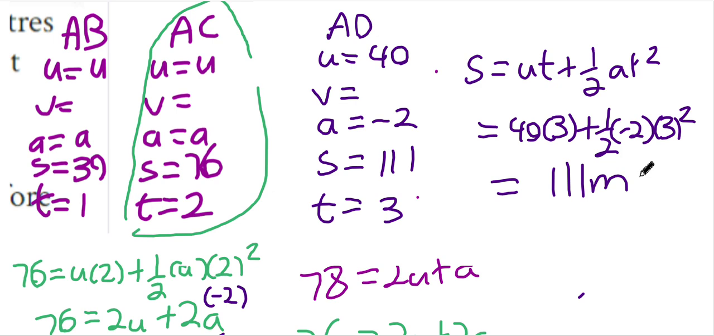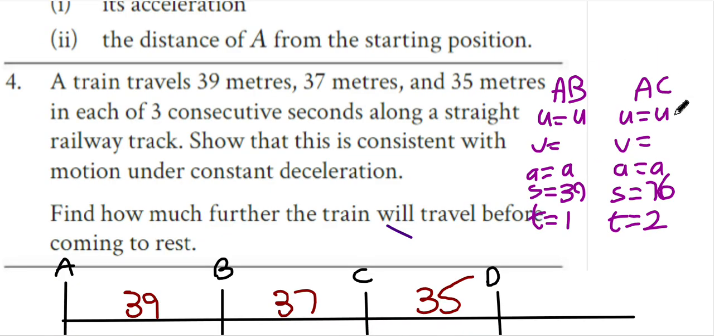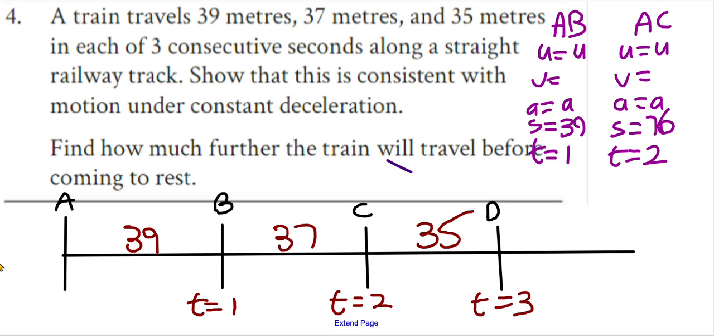Now, this brings us to the next part. U is 40. Are you happy that u is 40 and a is minus 2? What they're asking next is, how much further does it travel until the train's velocity is 0? How are you going to do that? We'll call this point E. Anybody have any idea how you're going to do that?